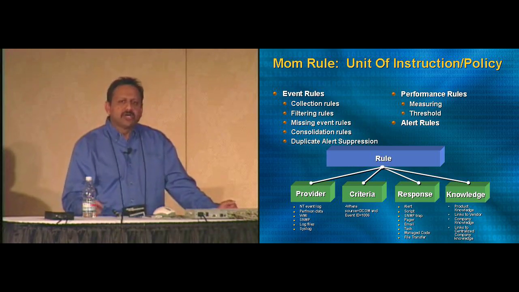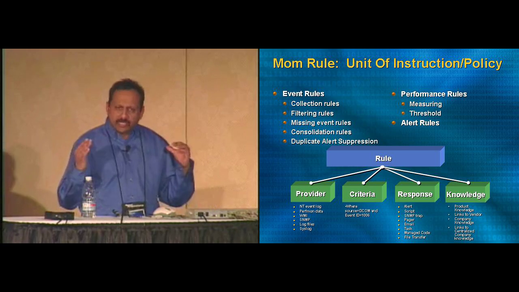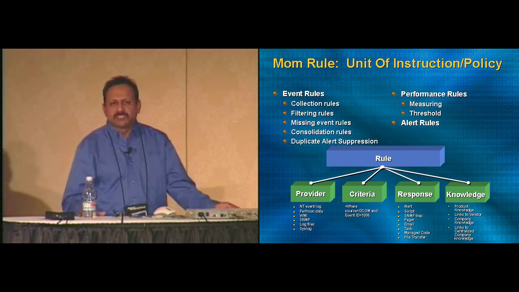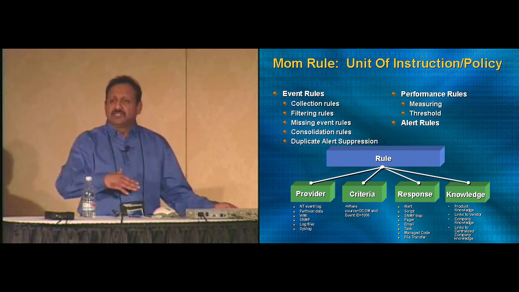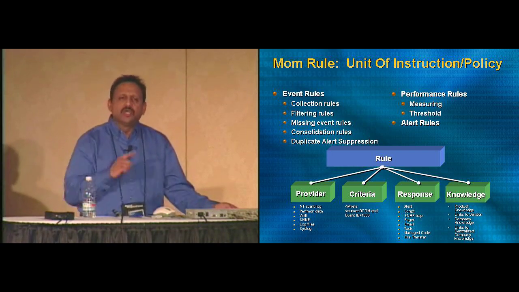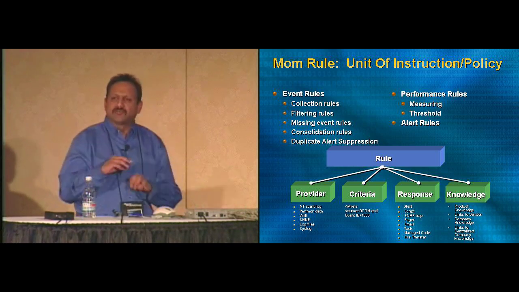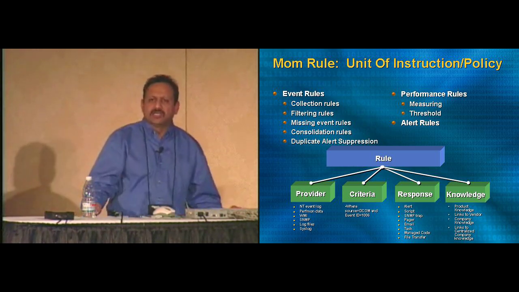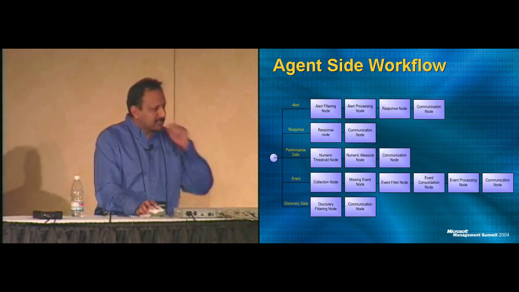And an alert rule's job really is to collect all alerts of a certain type and take a single response for it. So if you want to say, page John when any high severity alerts happen for Exchange, you want to create one alert rule to do that so that you're not putting that kind of response all over the place in your rules. So this is kind of your overall rule structure.